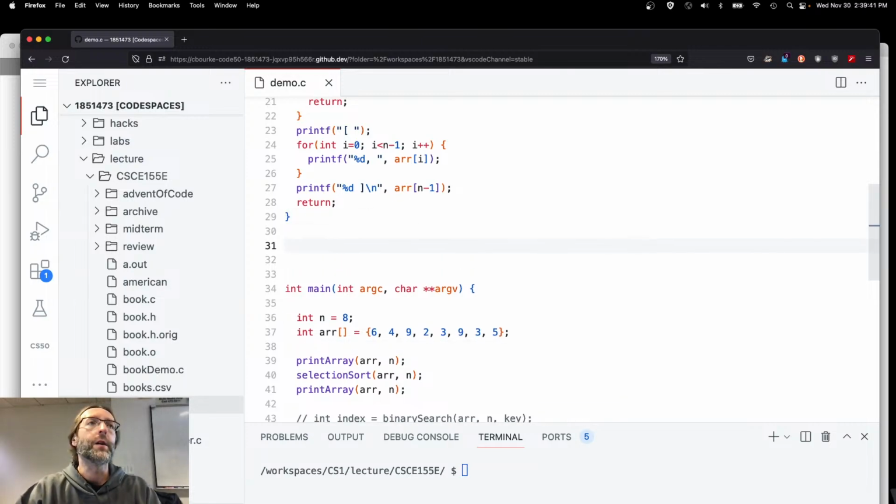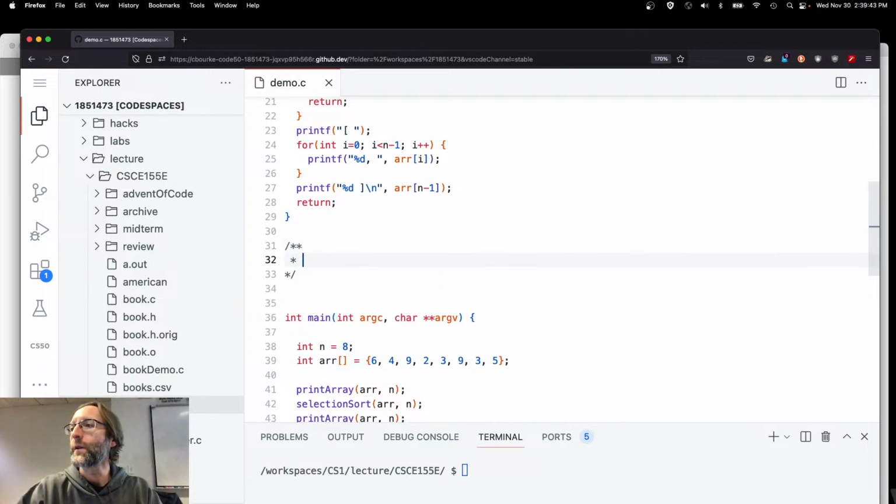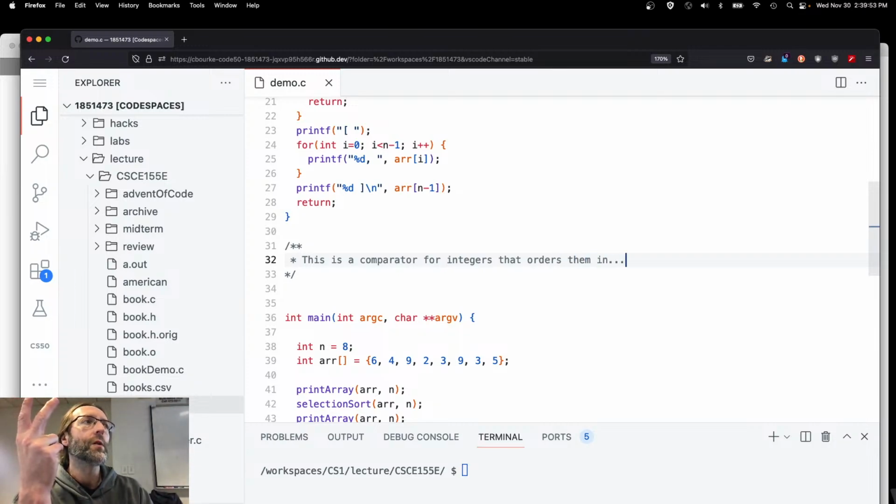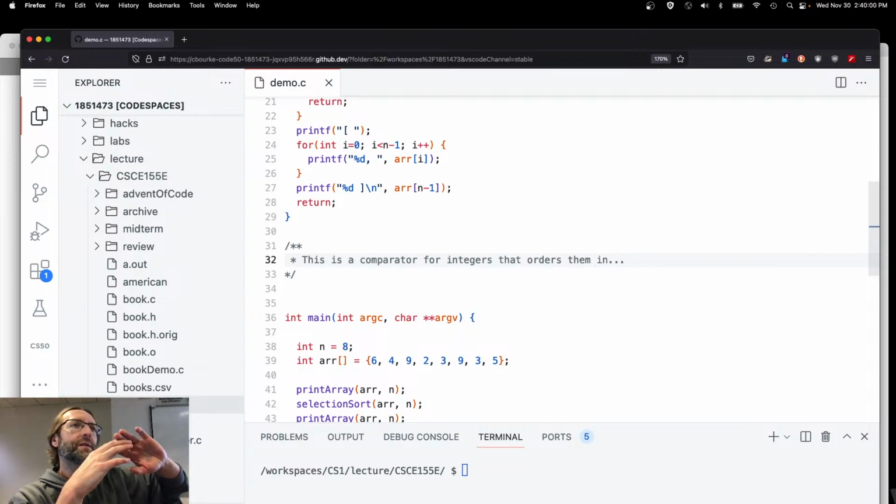First, I need a comparator. I need a comparator for integers. Right? This is a comparator for integers that orders them in... So now there are two ways that we can sort integers, right? We can sort them in ascending order, or opposite would be descending order. Which one do we want to do?